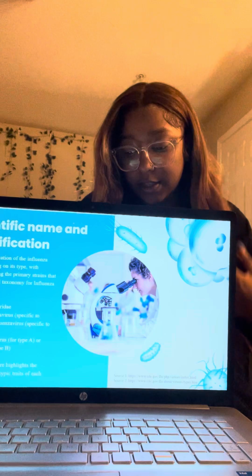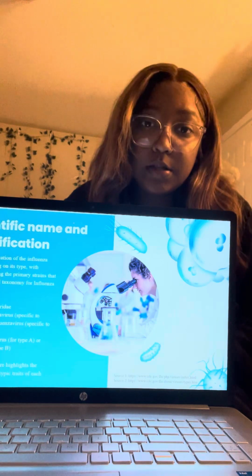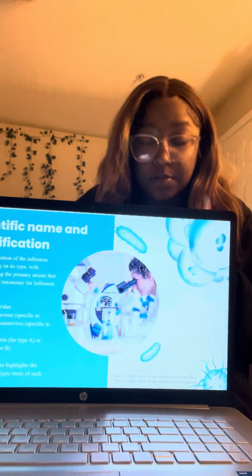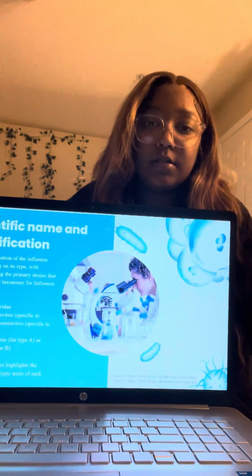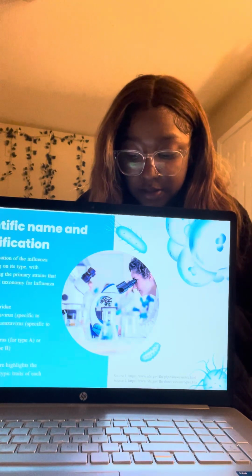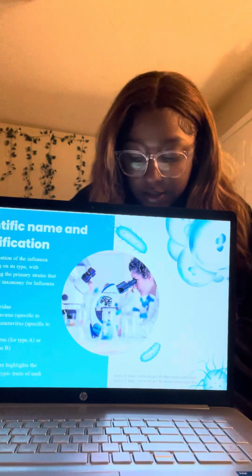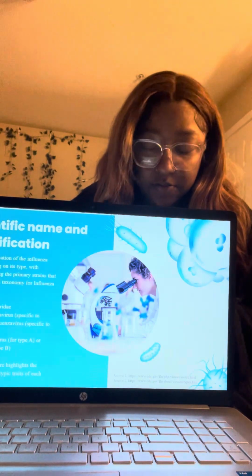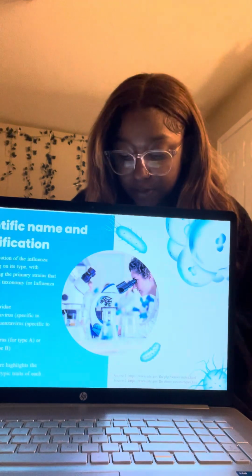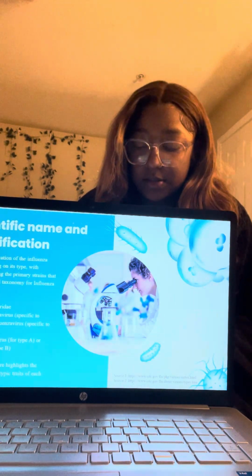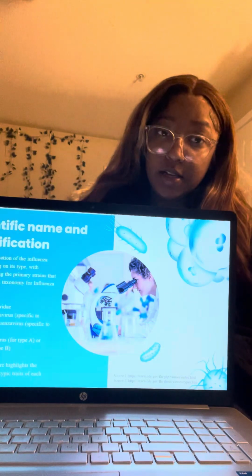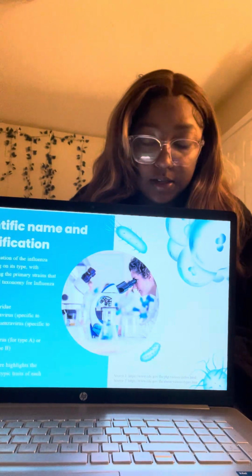The scientific classification of influenza depends on its type. It's type A or type B. The domain for influenza type A and B is virus, and the family is Orthomyxoviridae. The genus is alpha influenza virus and beta influenza virus, and the alpha is influenza A and the beta is influenza B. The species is the same, influenza A, influenza B, and this classification structure highlights the unique genetic and phenotype traits of each virus type.